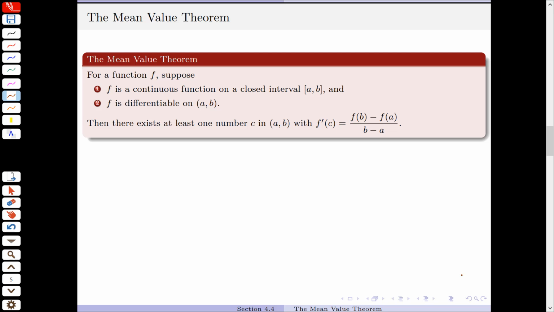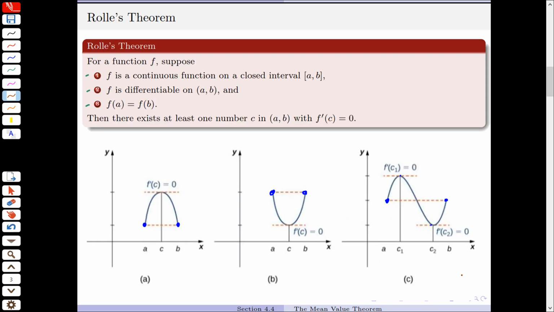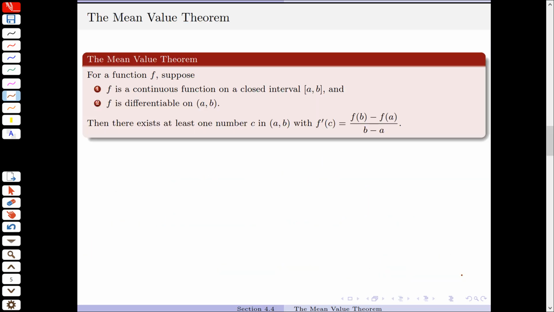The mean value theorem, again, if I look at Rolle's theorem, we have f is continuous, differentiable, and the two endpoints are equal. When I look at the statement of the mean value theorem, it looks almost identical, except that it's only the first two conditions. f is continuous on an interval [a, b] and differentiable on the interval (a, b). Okay, so we have weaker conditions.